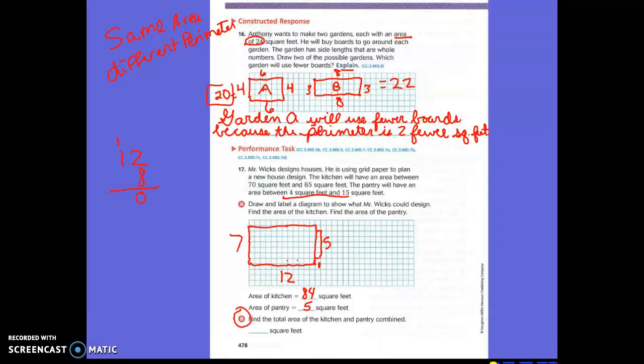Okay? It says find the total area. So I want to find the total area and I'm combining it. Total and combine both mean what? Addition. So I'm going to add my 2 numbers up for the whole kitchen. 84 plus 5, which I know is 89. So I'm going to write that down. But you guys might have different ones. So now you have to add up your 2 numbers and write the answer down. And then you're done.